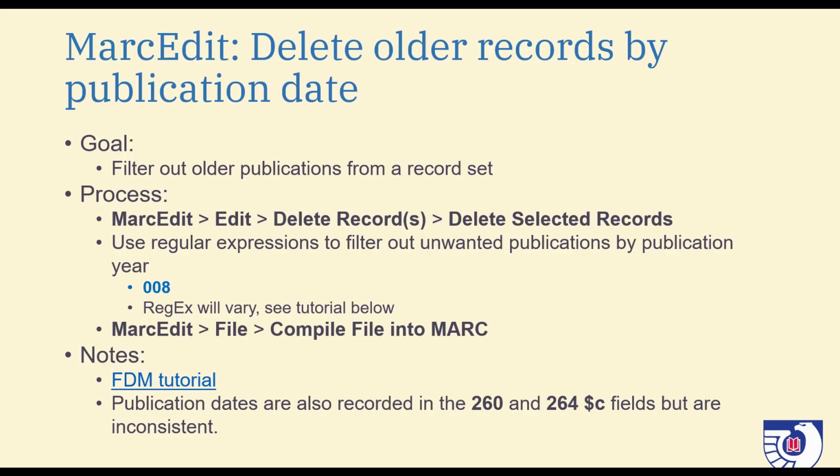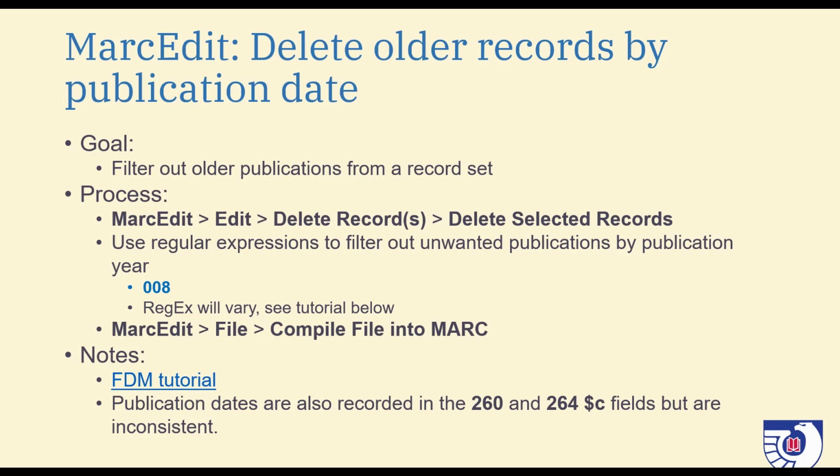The last thing we're going to go over in MarcEdit is how to delete older records by publication date. The idea being that there are many libraries that have no interest in catalog records for older material. And this makes sense. You know your users. You know your users may not need publications that have an older publication date. So if that's the case for you, this was a service that MarcHive provided for you.